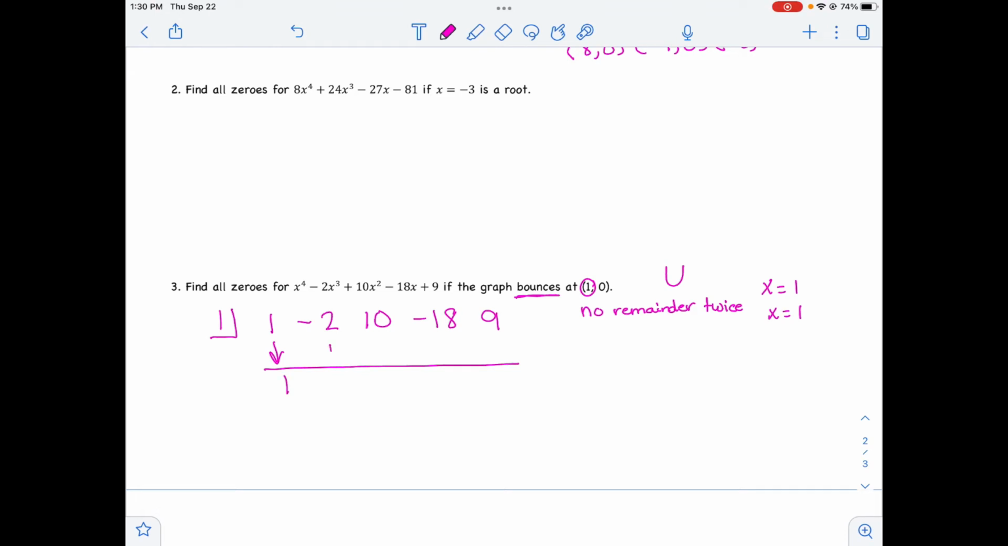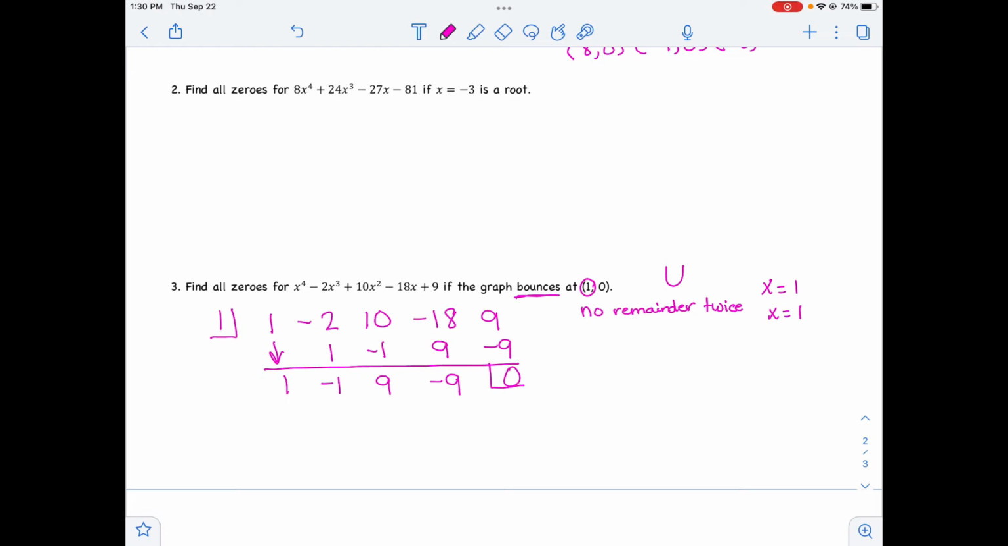So 1 times 1 is 1. Add together, we get negative 1. Negative 1 times 1 is negative 1. Then add those together, we get 9. 9 times 1 is 9. 9 and negative 18 gives me a negative 9. Negative 9 times 1 is negative 9, and we get 0.